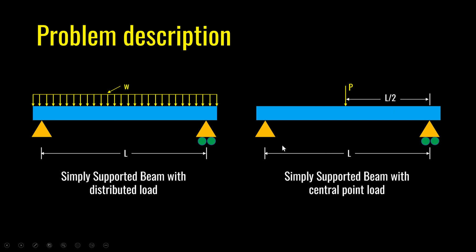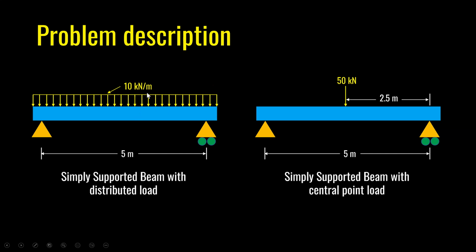The beam is simply supported, which means that the left end is a pin support, and the right end is a roller support. A pin support has two reactions, vertical and horizontal, and a roller support has one reaction, only vertical. This is the actual problem which I will solve in S-frame.